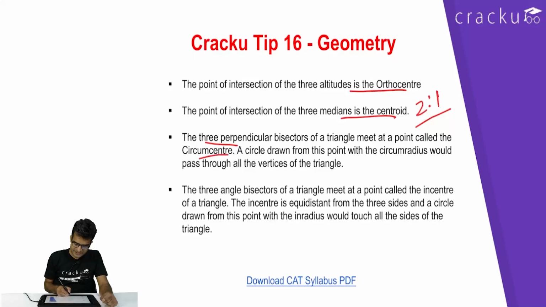Three perpendicular bisectors intersect at the circumcenter, and a circle drawn from this point would pass through all the vertices of the triangle. This we already discussed. Similarly, we have the incenter. From the incenter, if you draw a circle whose radius is equal to the inradius, it will touch each of the sides.